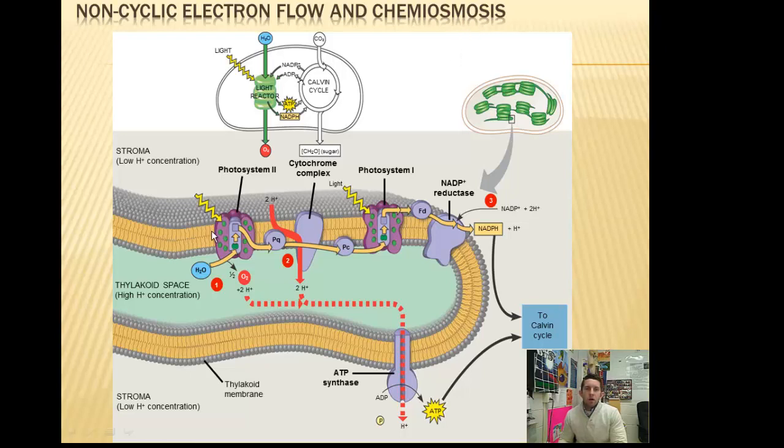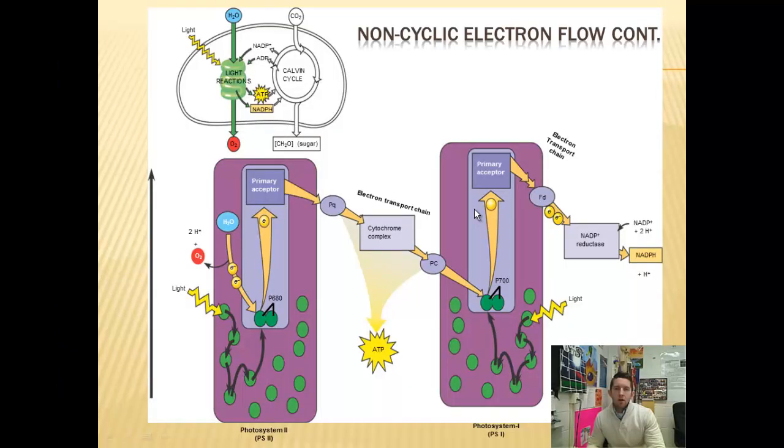So this is kind of for perspective. We're going to be bouncing back and forth between this slide and the next one, just so you can understand these processes. So here we are. I like this graphic a lot. I think it shows pretty clearly how the flow of electrons occurs between the two photosystems.